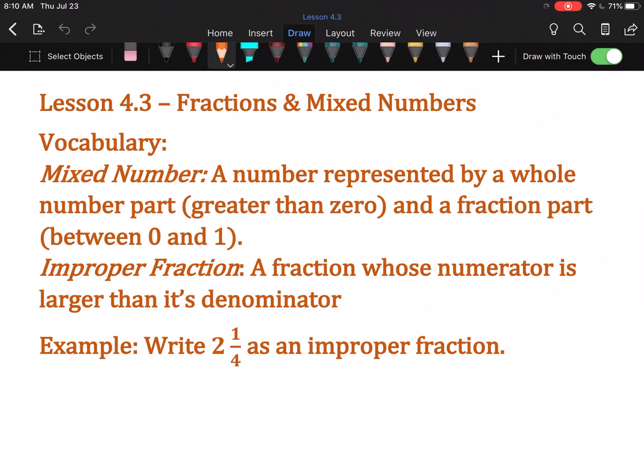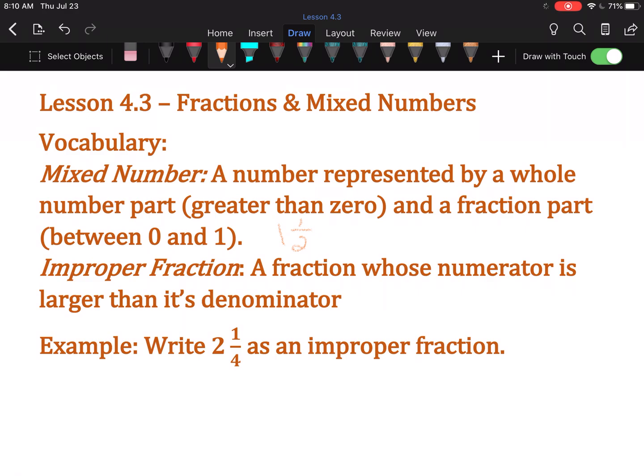Our next lesson will focus on fractions and mixed numbers. So a mixed number is a number represented by a whole number part, so something bigger than 0, and a fraction part that is between 0 and 1. So like 1.5. That's a mixed number.